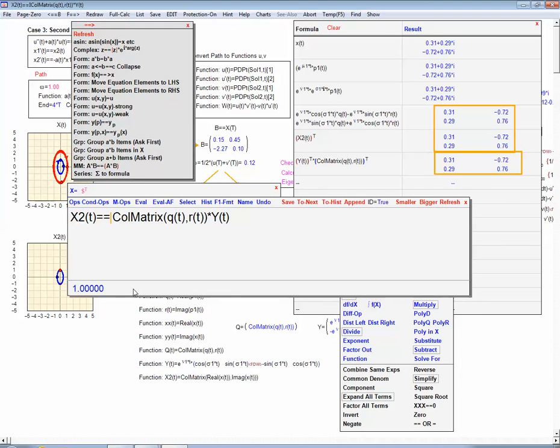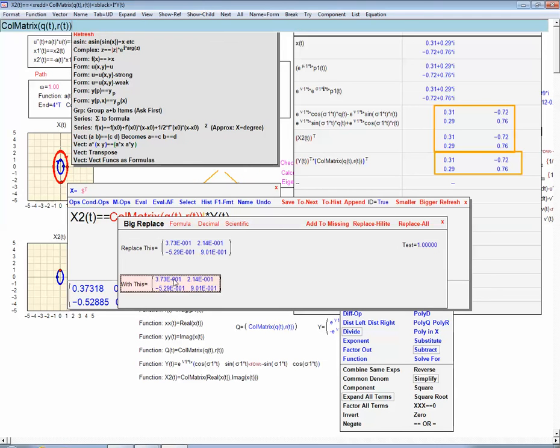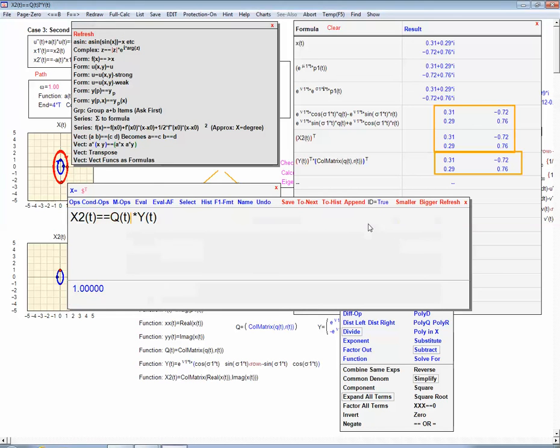We now have that x2 is this column matrix, which we are calling this Q of t. And so this is the form of this column matrix. We're defining Q of t to be this column matrix, so our tester confirms that it's right. Let's look at it back in decimal form. There it is. So let's go ahead and make that substitution. And that's it. We're done.